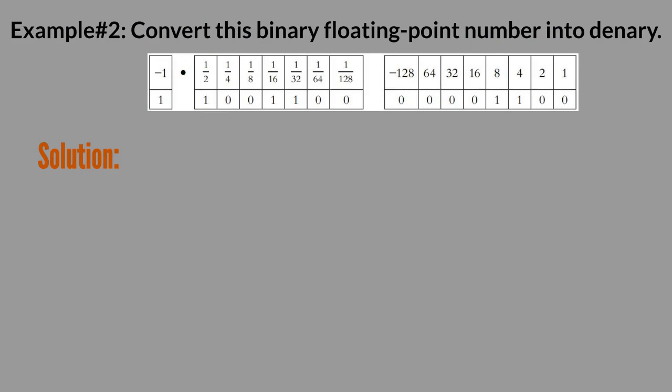In the previous example, we have seen how to convert a positive floating point binary number into denary. Let's see another example in which we will take a negative floating point binary number and convert it into denary. Now the number is given. In this binary number also, 8 bits have been reserved for the mantissa and 8 bits for the exponent. As we can see, the first bit of the mantissa is 1, which shows that this is a negative floating point binary number.